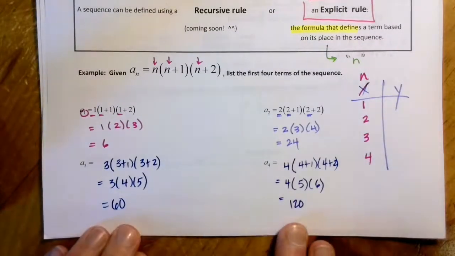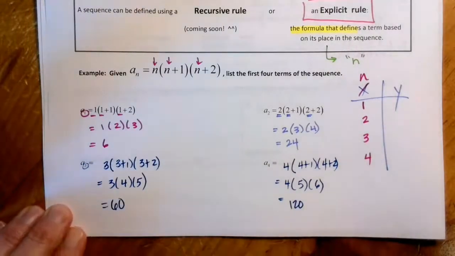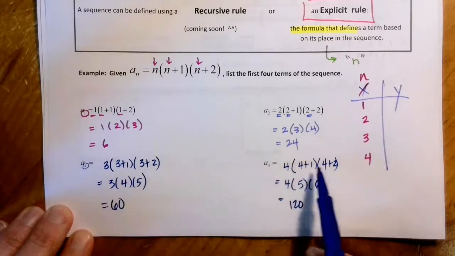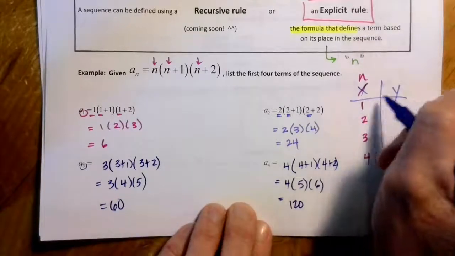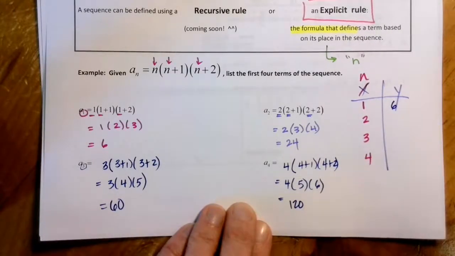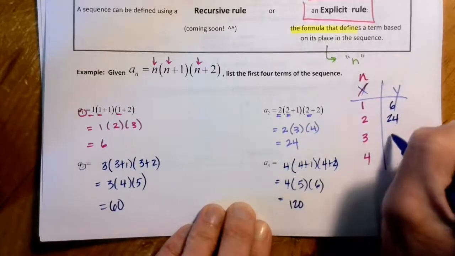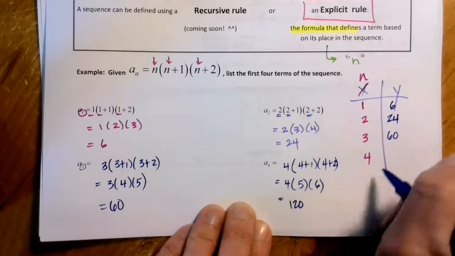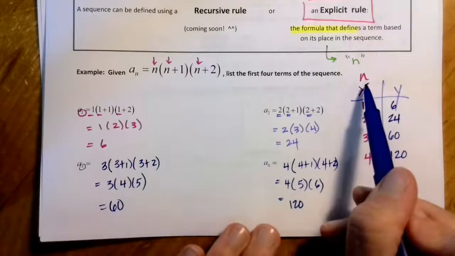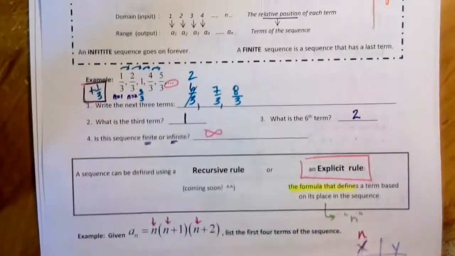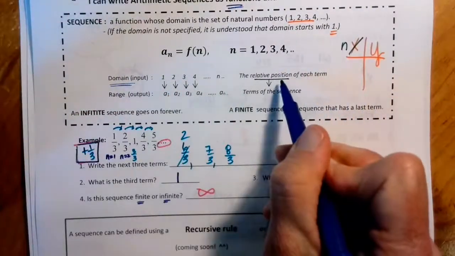All right, so when I substituted those n values, which term in the sequence I was talking about, that 3 and that 4 gave me these n values. So here's what this means. My first term in this pattern is 6. My second term in this pattern is 24. My third term in this pattern is 60. And my fourth term is equal to 120. So we need to get used to that n being a representation of our domain or our input, but it's the position of each term.